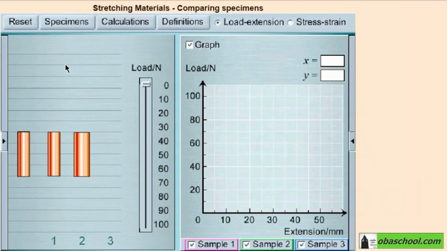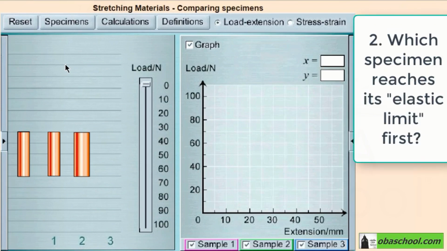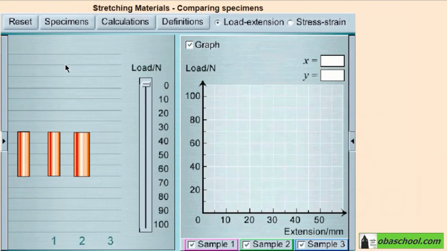The first question is, which specimen has the steeper load extension graph? And which specimen reaches its elastic limit first? Let's check your answers. We will load the specimen.